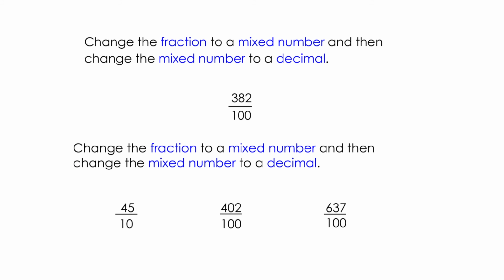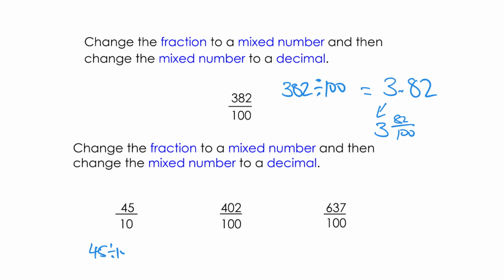Change the fraction to a mixed number, and then change the mixed number to a decimal. This is easily done for the decimal if you just do numerator by denominator. And then you get 3.82. And then from the previous example, 3 is the whole number, 82 is the fraction. So this is how I would do it. You would literally eliminate one step, and it would just be a little bit quicker.